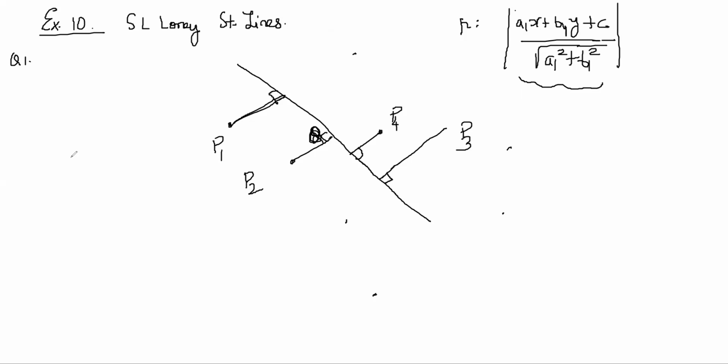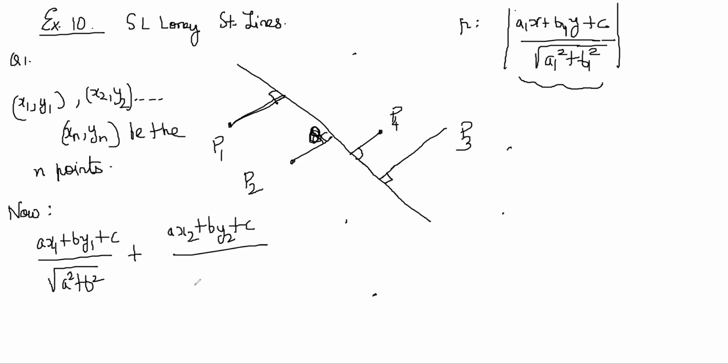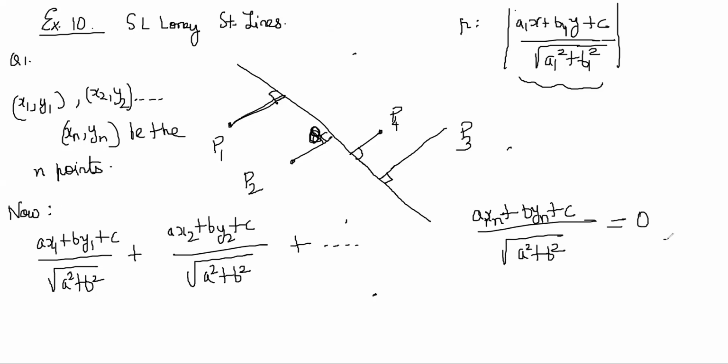So let x1 y1, x2 y2, and so on till xn yn be the end points. Now, the algebraic sum of distances upon this straight line is 0. So you will get (a x1 plus b y1 plus c) by root a square plus b square, plus, without the mod, (a x2 plus b y2 plus c) by root a square plus b square, plus so on, (a xn plus b yn plus c) by root a square plus b square is equal to 0. This is what the question is saying.